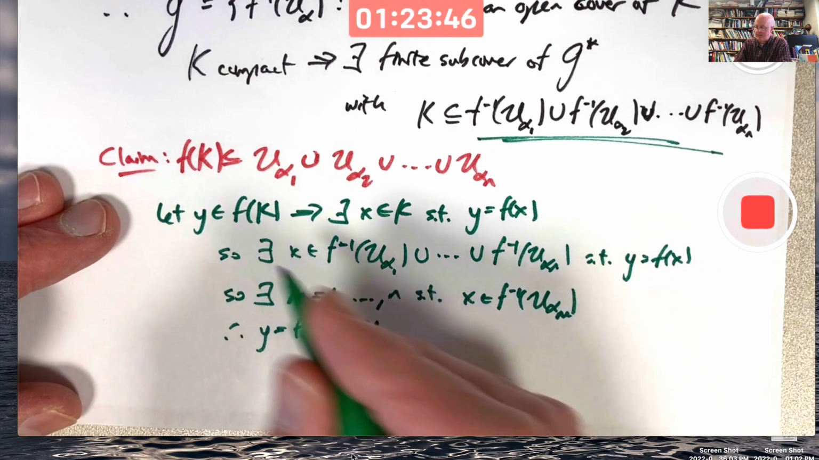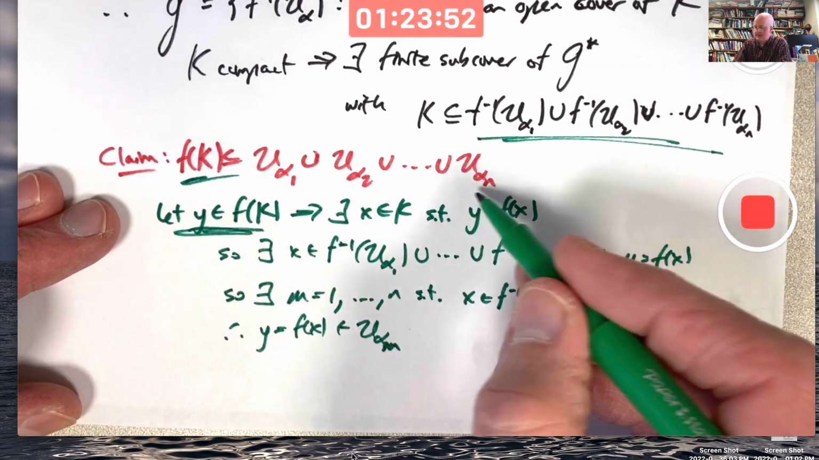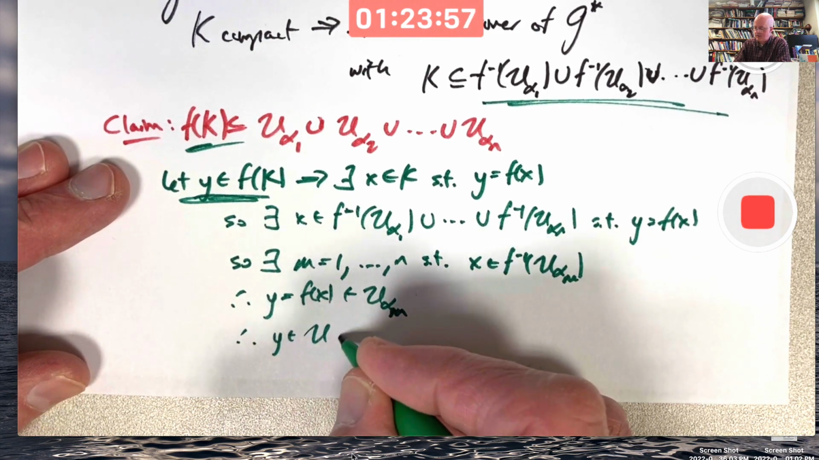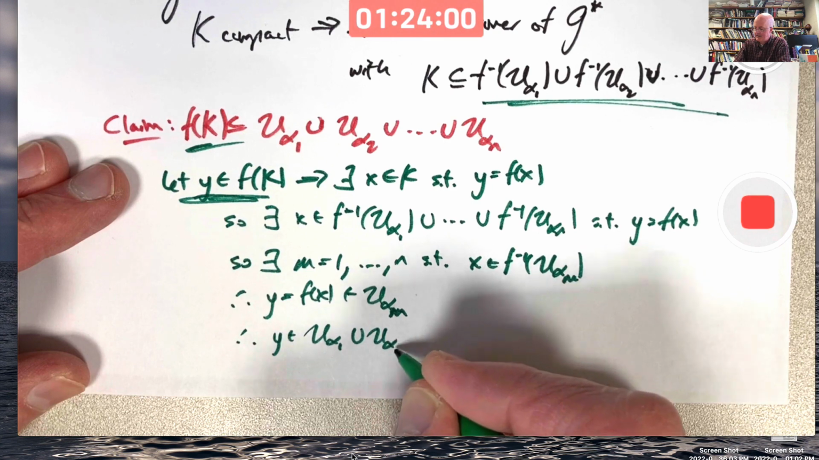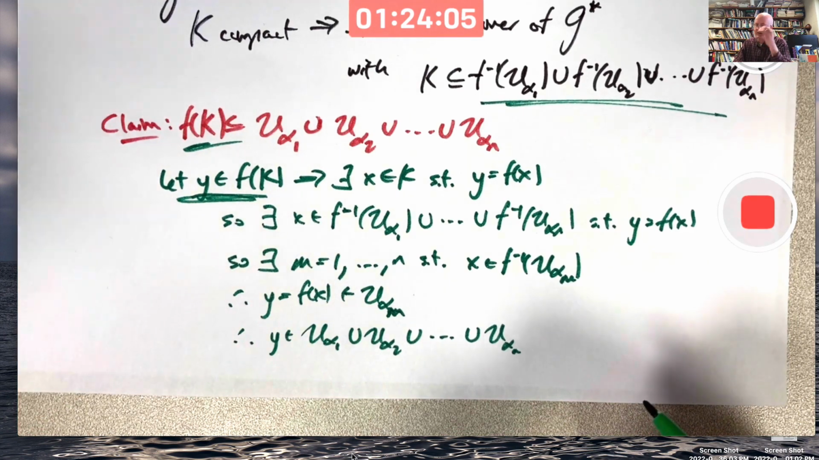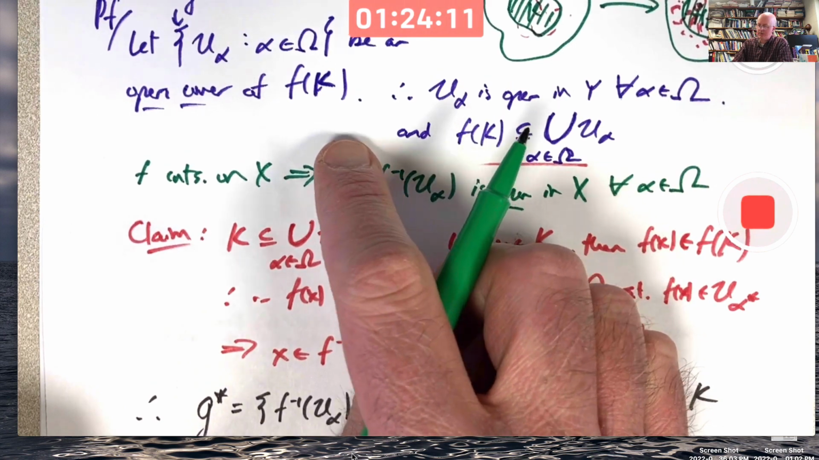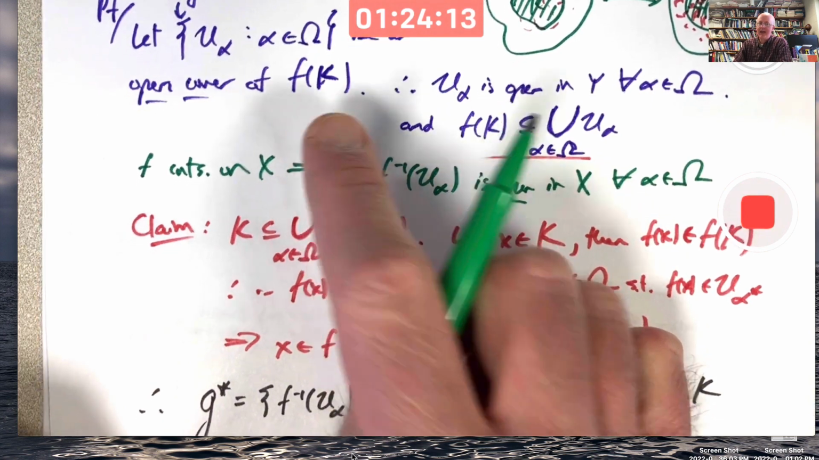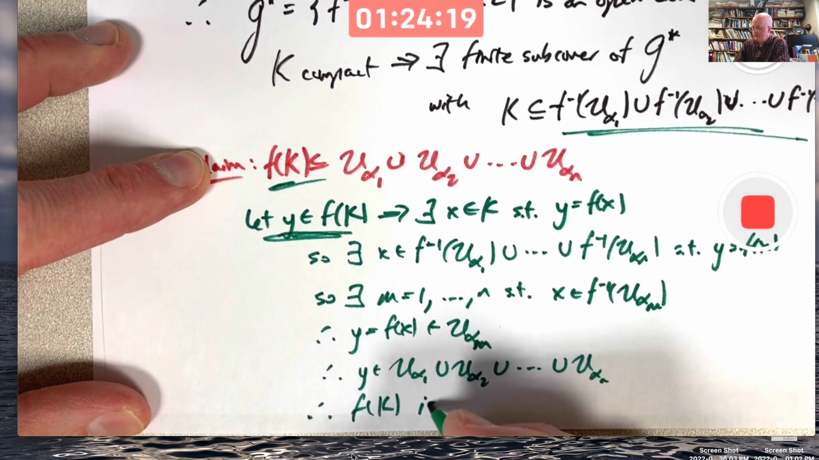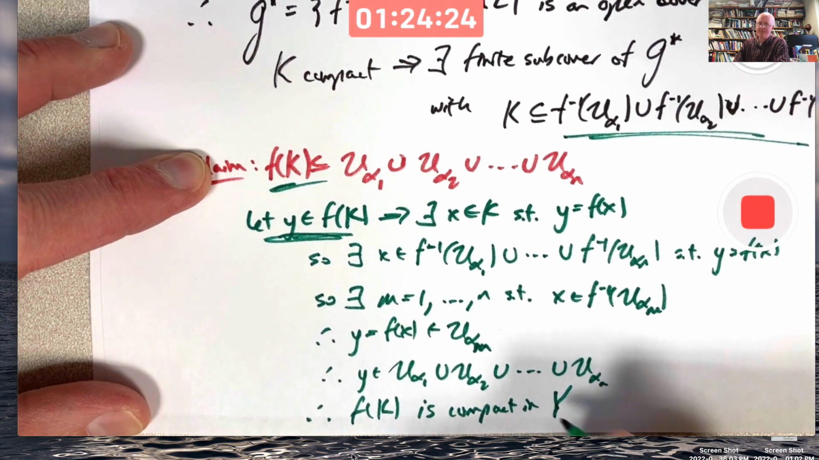And that essentially proves the claim, because y was in the direct image. It's an element of this set. And I've just shown it's in one of these, and therefore it's in their union. Therefore, y is in the union of this finite subcollection of open sets that really then is a finite open subcover of the original open cover of f of capital K. And that proves f of capital K, that direct image, is compact in the metric space capital Y.